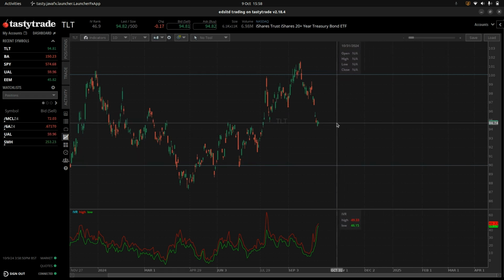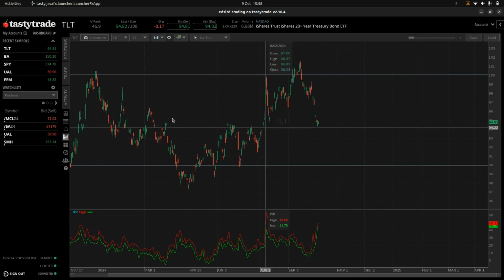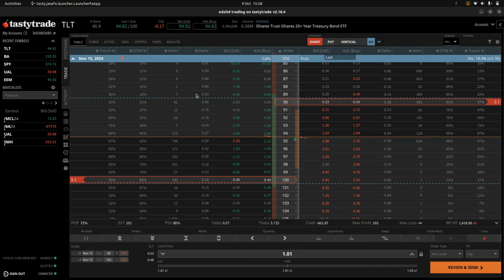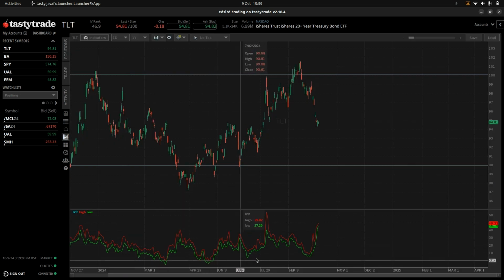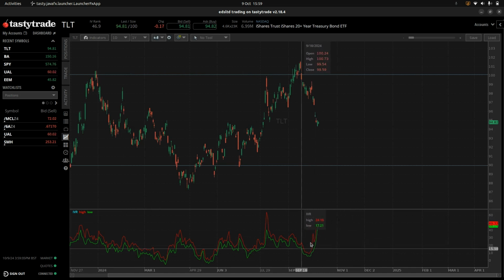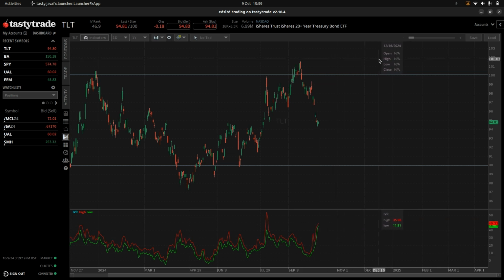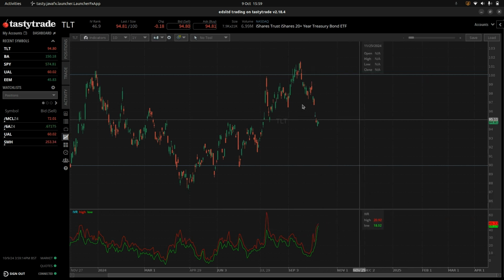Okay, and what we want to happen is we want TLT to stay within this range. Specifically, we want TLT to be within this range at expiration, which is going to be 37 days out in time. As we can see here, we've had a massive bump up in IVR, which is very nice. This is a classic textbook play to get short on vol here with TLT. And essentially, this is the entire position. We want price to stay within this range.